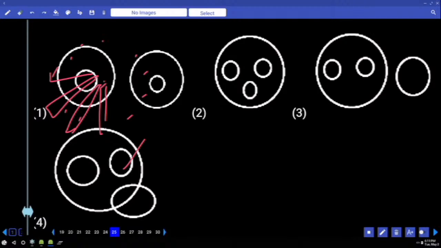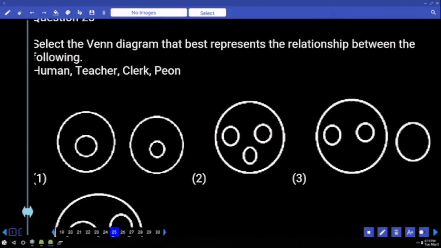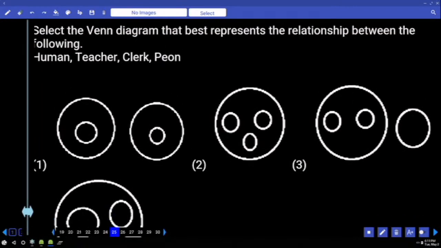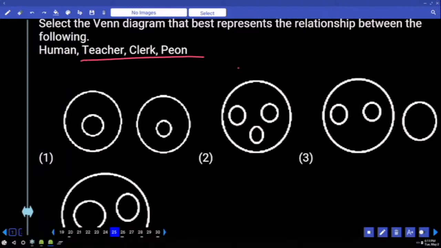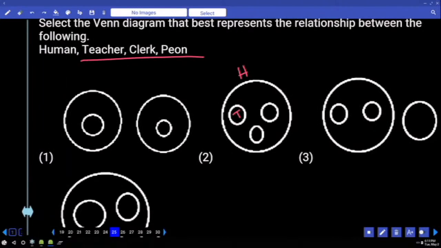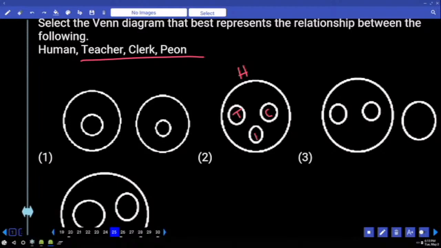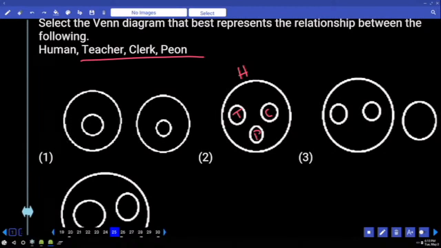Then 25. Now in this 25, we need to find the Venn diagram. In this Venn diagram: humans, teacher, clerk, and a peon. Teachers, clerks, and a peon are all human beings. Is there any relation among these three? These three are completely different. These are human beings. A teacher, a separate clerk, and a peon are different. Answer choice 2, question number 25. And this is about paper number 20, reasoning.